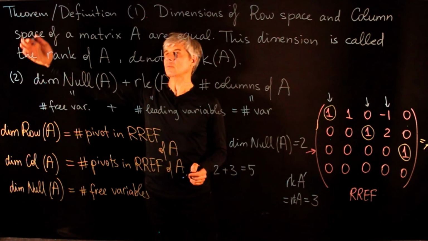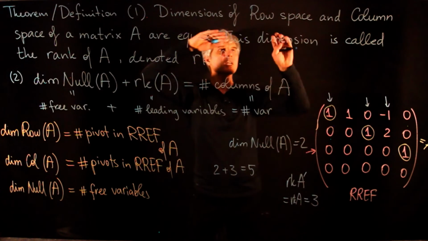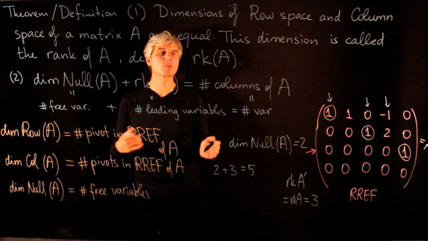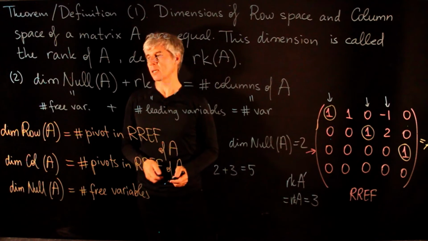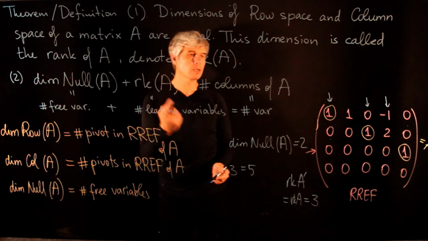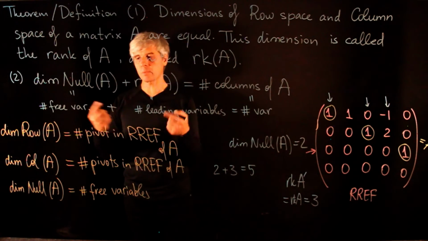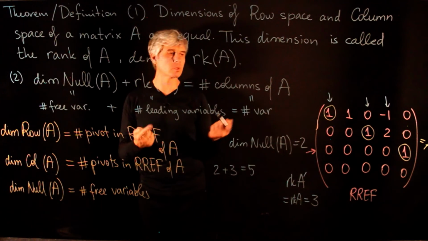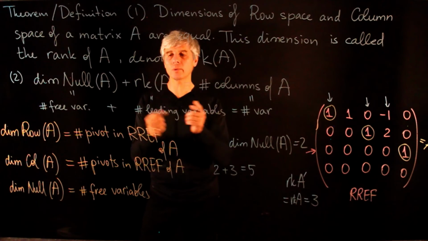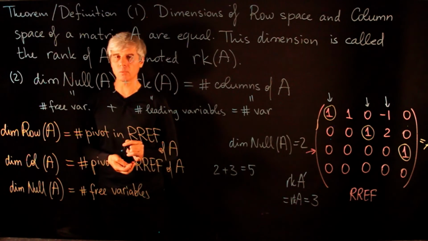So the takeaway is that the dimensions of the row space and column space are the same, and this number is called the rank of a matrix. And if we add the rank to the dimension of the null space, then we get the number of columns. So this equality, of course, can be played around with, right? So this could say that the dimension of the null space is equal to the number of columns minus the rank of A. So we can play around with this equality.